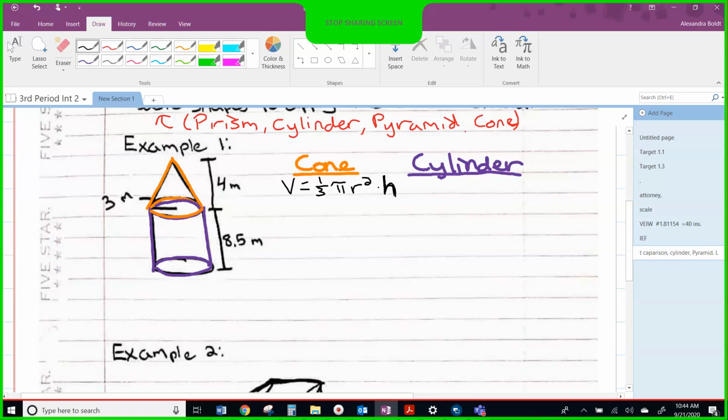Remembering these formulas, right? The easiest way again is this cone has a circle bottom and a point on top. So since it has a point, that's where the 1/3 comes from. And since it's a circle, that's where the pi r squared comes from. And there's always a height. So now I have 1/3 and pi.